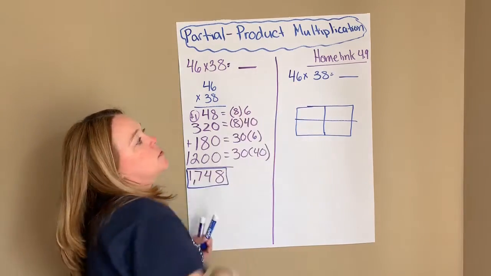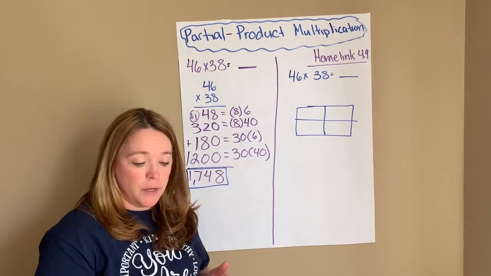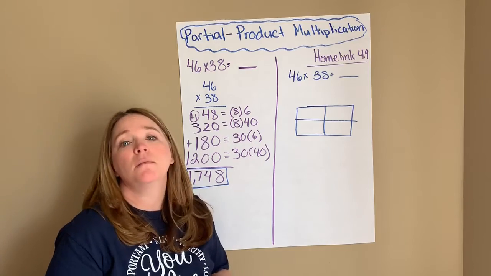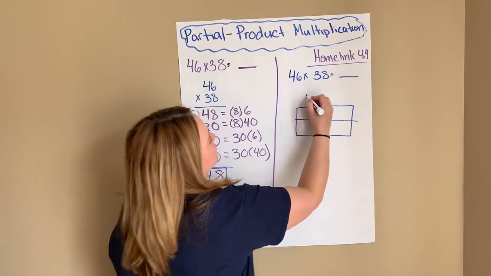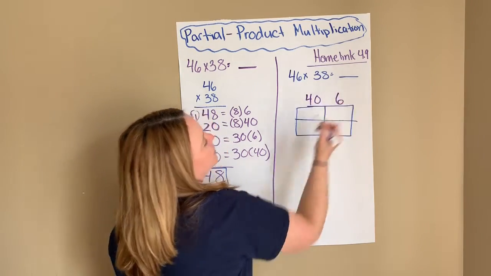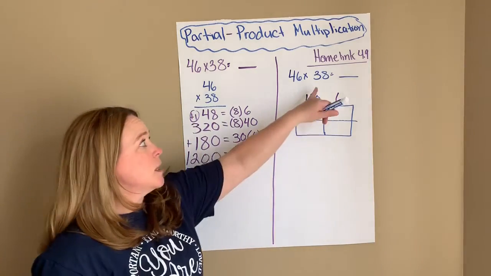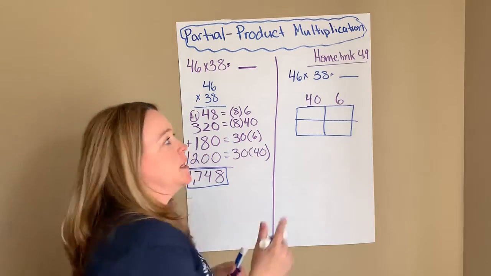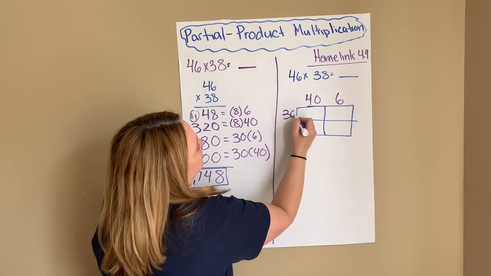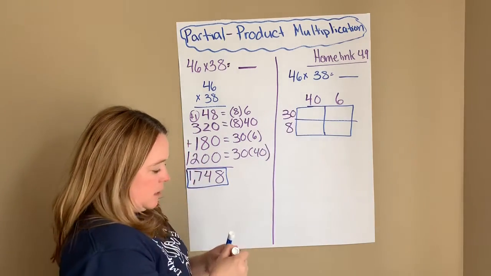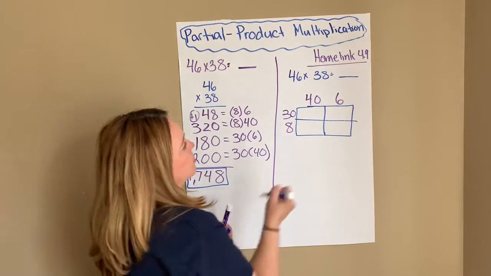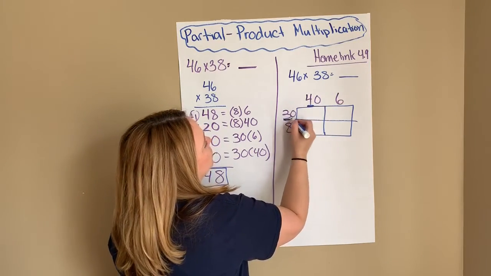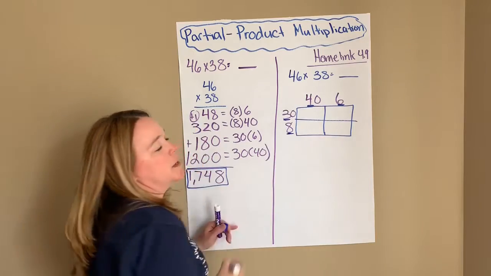We're going to decompose our 46. So instead of thinking of 46, we're going to say 40 plus 6 is the same as 46. We're going to put our 40 here and our 6 here. And we're going to do the same with our 38. Instead of 38, we're going to say 30 plus 8. So we're going to put 30 and 8.